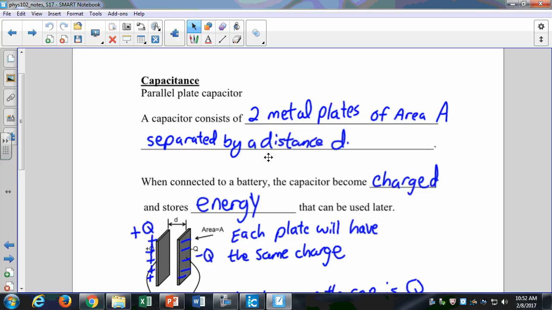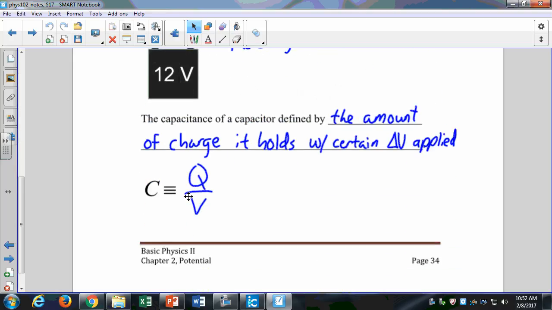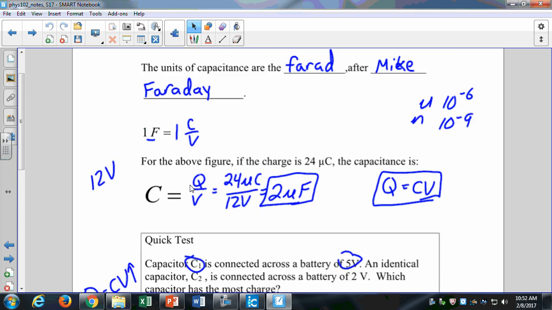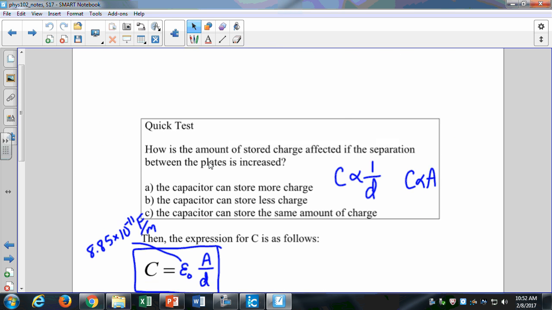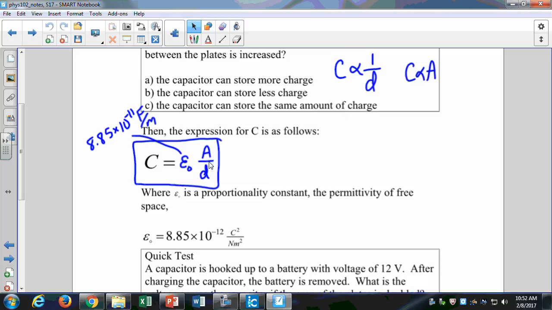And we came up with that expression for the capacitance that is dependent upon the area and the distance between them: C equals epsilon naught A over D. The capacitance is also dependent upon the dielectric that you put in between the two plates. That dielectric is mainly there to keep the two plates from touching, but it also increases the capacitance. And that dielectric constant we call kappa.